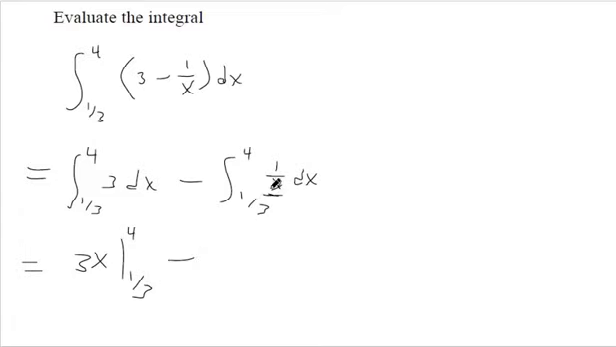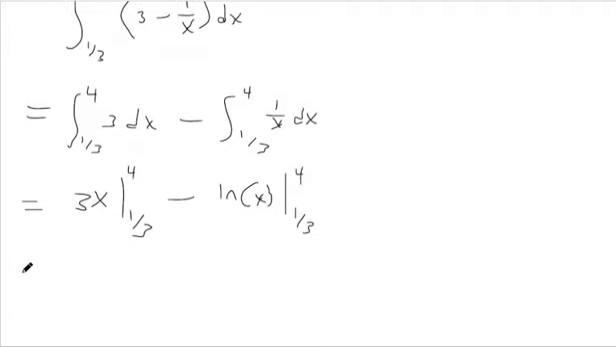Now we need to think of some function whose derivative is just 1 over x. And that function is natural log of x, because the derivative of natural log of x is 1 over x. Then evaluate the limits of integration. So over here, what this notation is saying is to plug in 4 for x, then subtract what happens when you plug in 1/3 in for x.